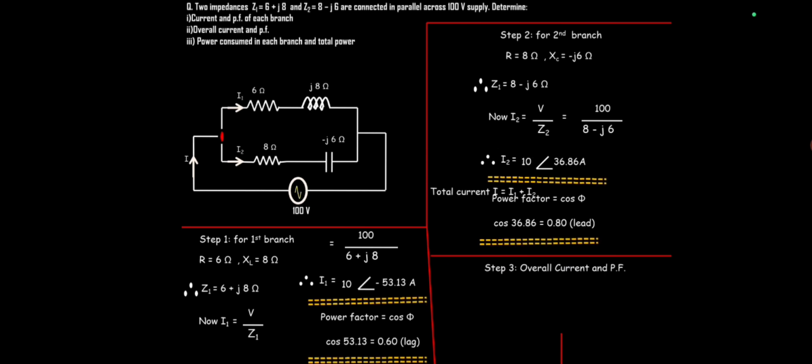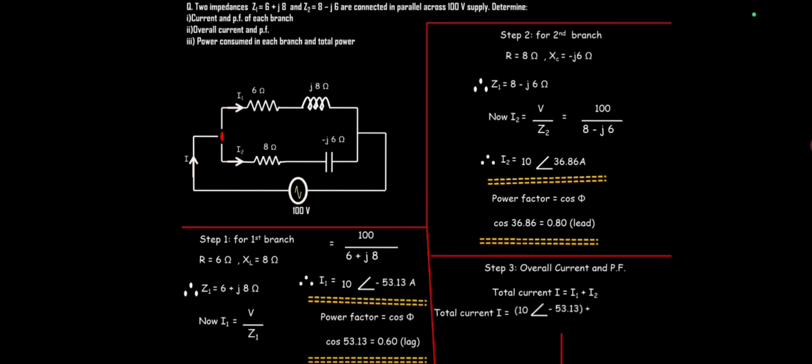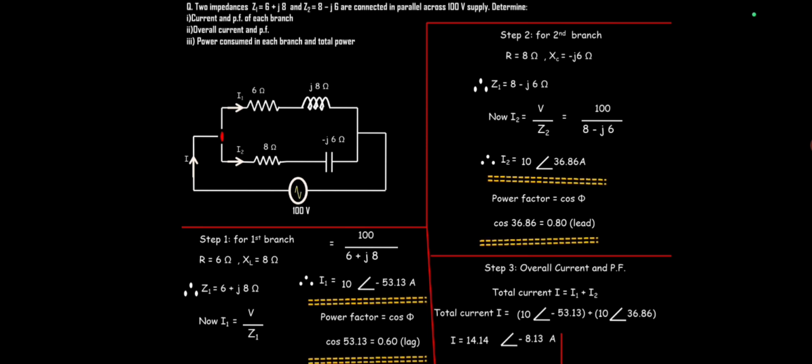Now we have to find out the overall current and power factor. It means total current. So total current will be I1 plus I2. Let us add I1 and I2. So total current I will be equal to 10 at an angle of minus 53.13 plus 10 at an angle of 36.86. So it will come in the polar form as 14.14 at an angle of minus 8.13.